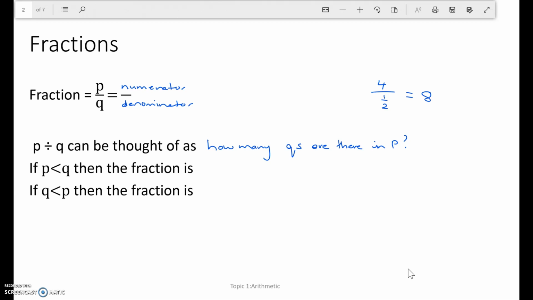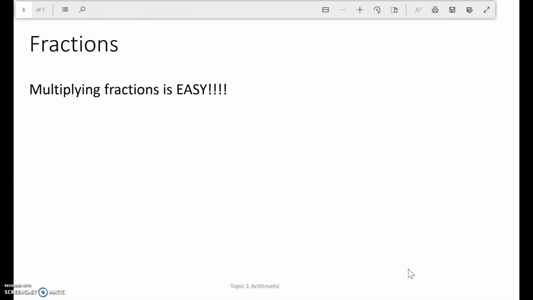If the number on the top, P, the numerator, is less than Q, then we say that the fraction is a proper fraction. And if the denominator is less than P, then we say that the fraction is improper. So a proper fraction would be 3 over 4, and an improper fraction would be 4 over 3.